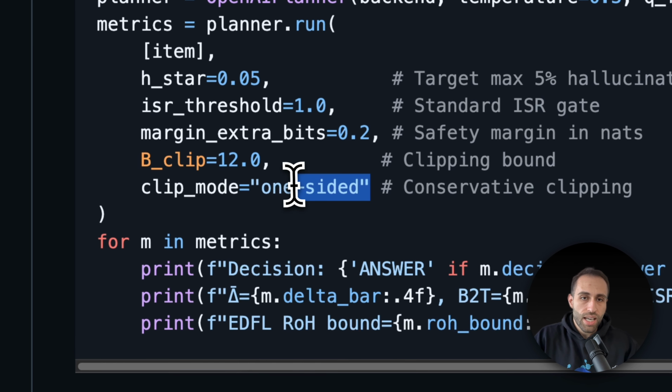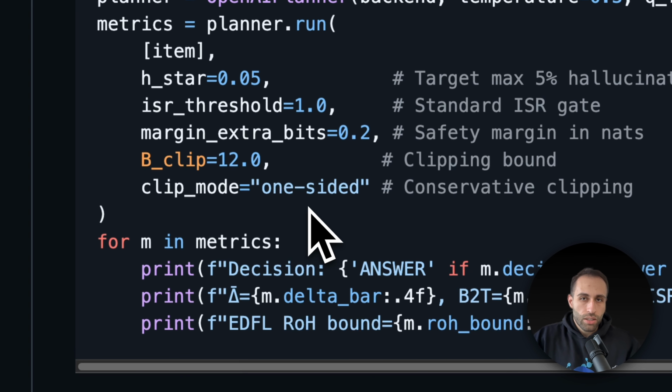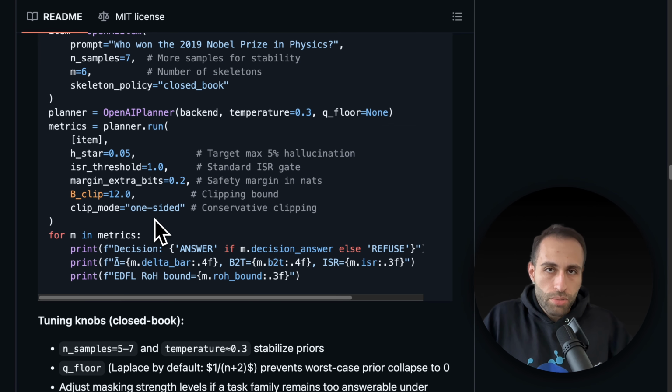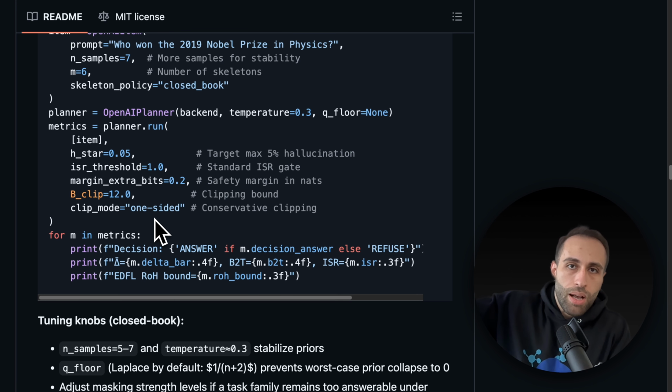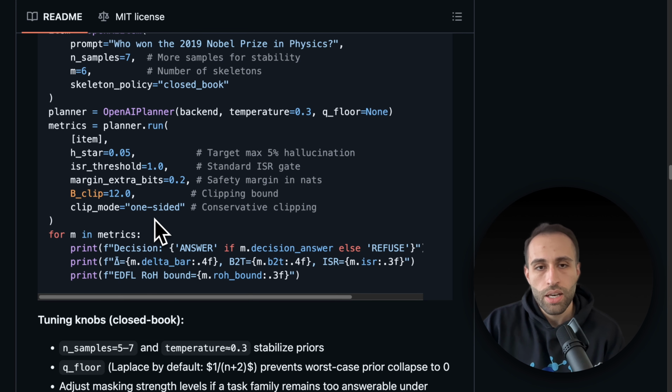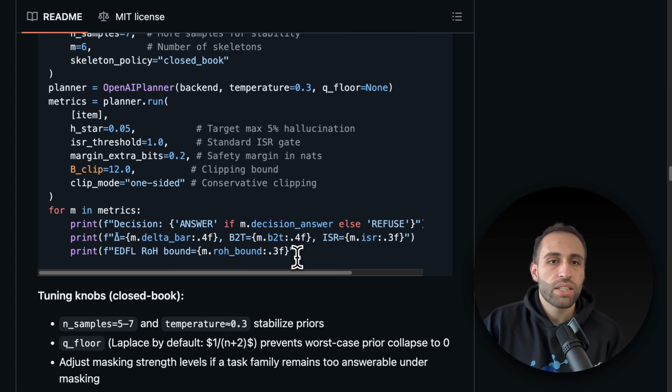Clip mode, one-sided. That means when you calculate that logarithmic function, maybe the answer might be negative. If it's negative, you flip it to 0. So everything is going to be on the positive side. That's what the clipping does here. And then when you run this, it will give you that final ISR and the decision. Rather, we need to say that yes, this is an answer with no hallucination, or it gets refused.